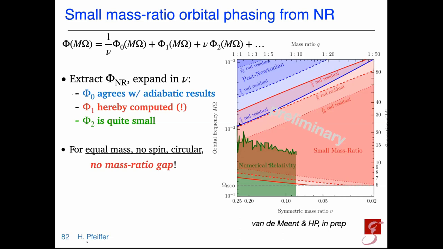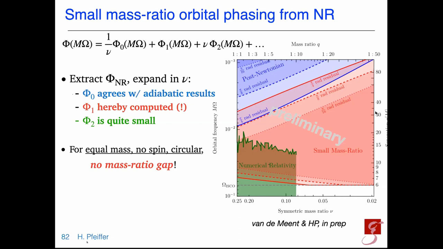This gap widens as you go to higher mass ratios, where post-Newtonian becomes less accurate, and where the numerical relativity simulations can't cover quite as high frequencies as they can for equal masses. However, the new result that we have is that the small mass ratio calculation, once you know phi 1 everywhere from the actual analytic calculations that are expected to be computed in a few years, because phi 2 is so small, is actually remarkably accurate even at remarkably large mass ratios. And it turns out that the small mass ratio calculation fills in nicely all the gap that is left between numerical relativity and post-Newtonian.